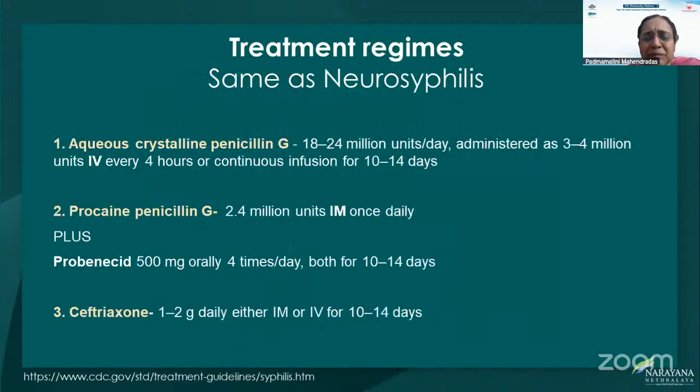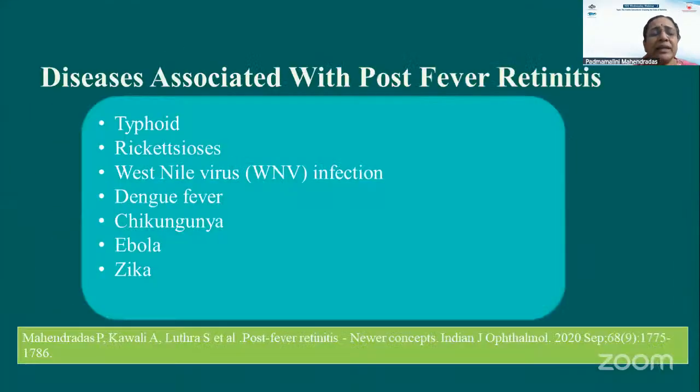Coming to the treatment regimen, syphilis we need to treat as neurosyphilis. Either you treat them with aqueous crystalline penicillin or procaine penicillin. If the patient is allergic to penicillin, then ceftriaxone can be used to treat syphilis. Most importantly, not only do we treat the patients, we have to trace the partners and treat them as well. Otherwise, these patients can come back with recurrence of syphilitic retinitis in the eye.